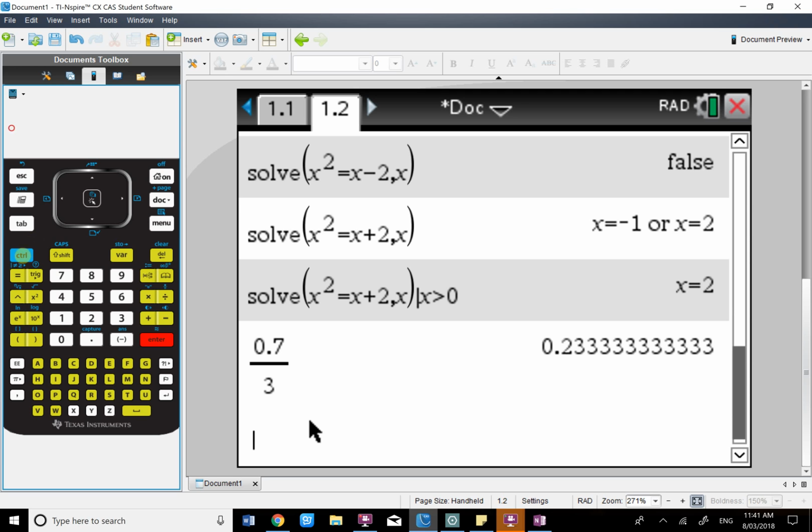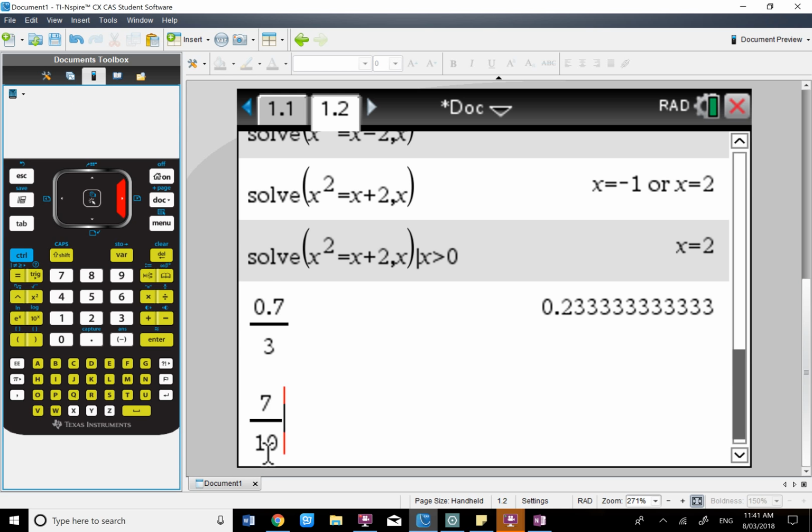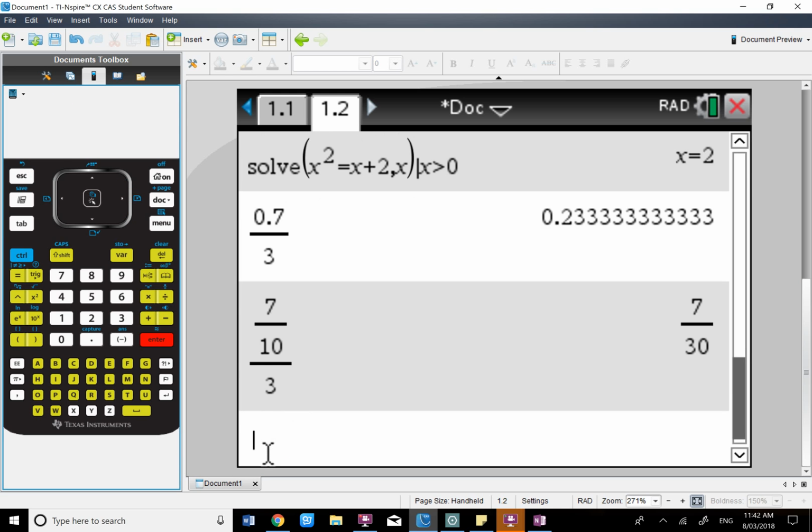But if I change it to 7/10 divided by 3, that will give me a fraction. That totally depends on what you have put in. So if you put a decimal, the calculator will give you decimals. If you put in exact form, that will give you exact. But not all numbers can be expressed as a fraction. For example, irrational numbers. Not all numbers will give you exact values.